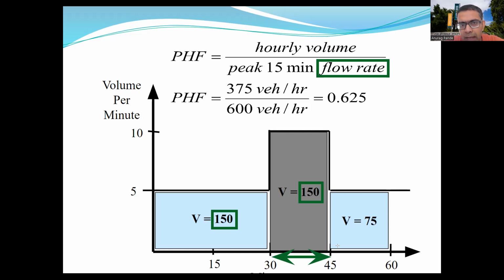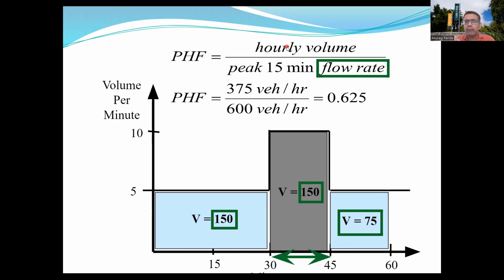And then in the last 15 minutes, you had 5 vehicles per minute coming in, so your volume was only 75 vehicles. So the total volume that came in the whole hour is 150 plus 150 plus 75. So that's 375 vehicles per hour. That's what came in during the full hour. So that's your hourly volume.